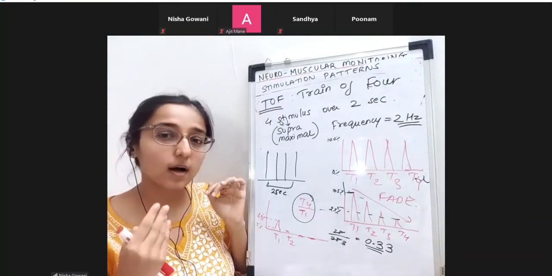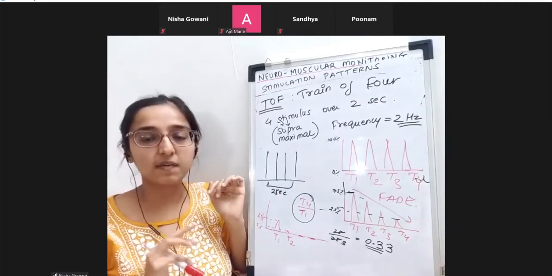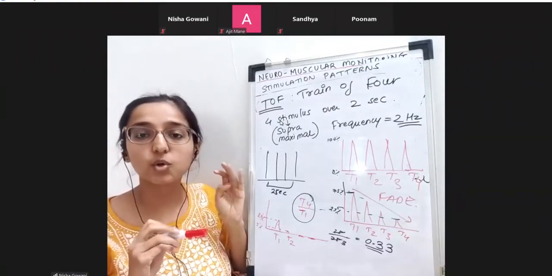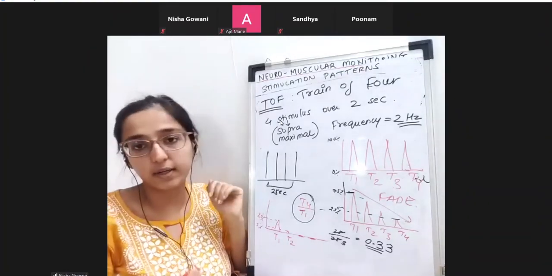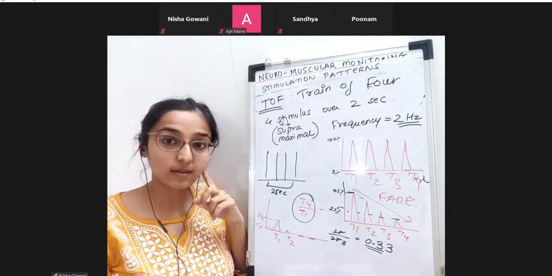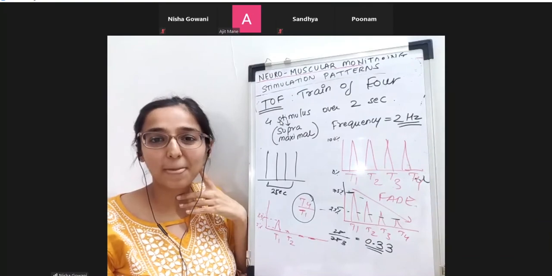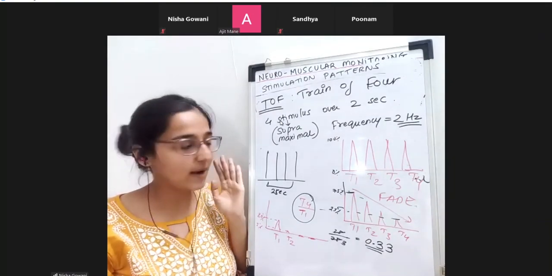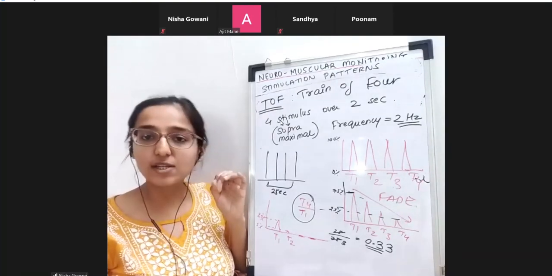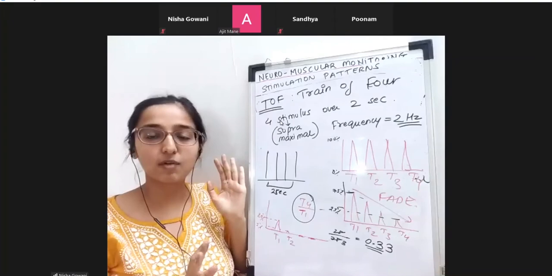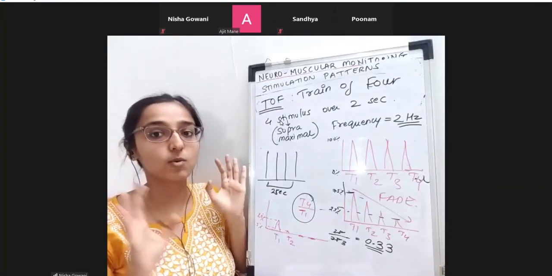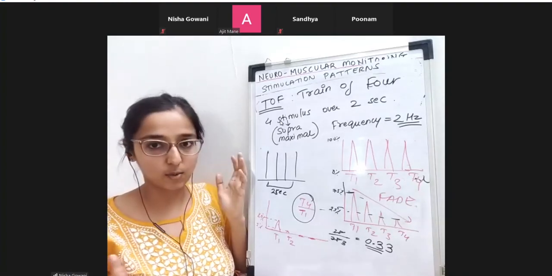Is this statement acceptable to you or no? If I'm saying that I will get a TOF count and a TOF ratio only with non-depolarizing drugs, and I cannot get it with choline, do you agree or disagree? Think. Comments. No comments. No idea. Poonam is guessing that when she gives choline, she will get a response of TOF count and TOF ratio. Ajit is saying, I don't know.